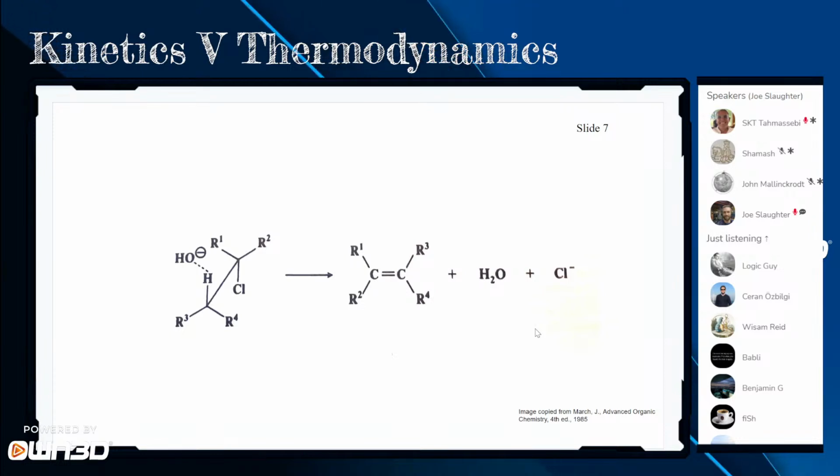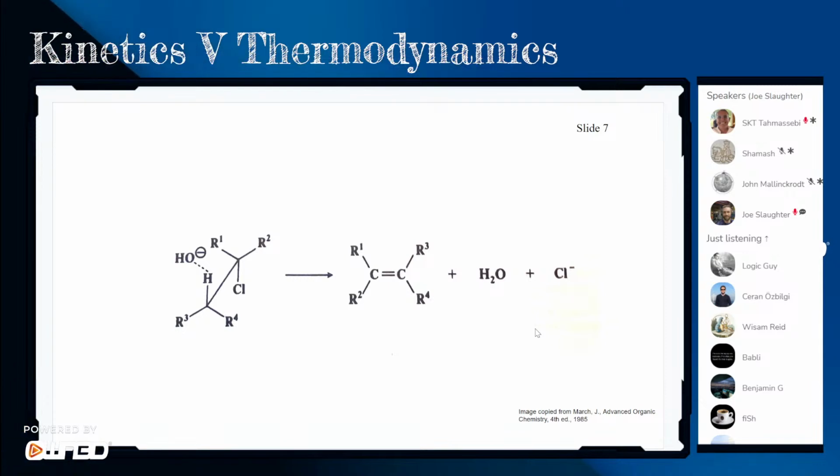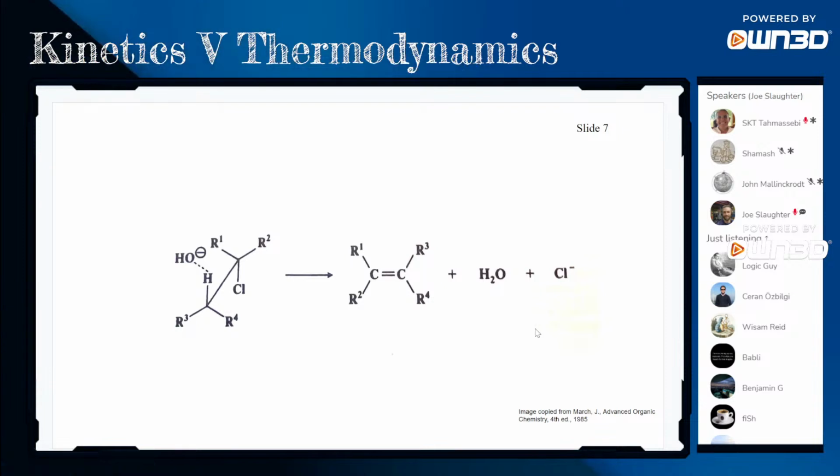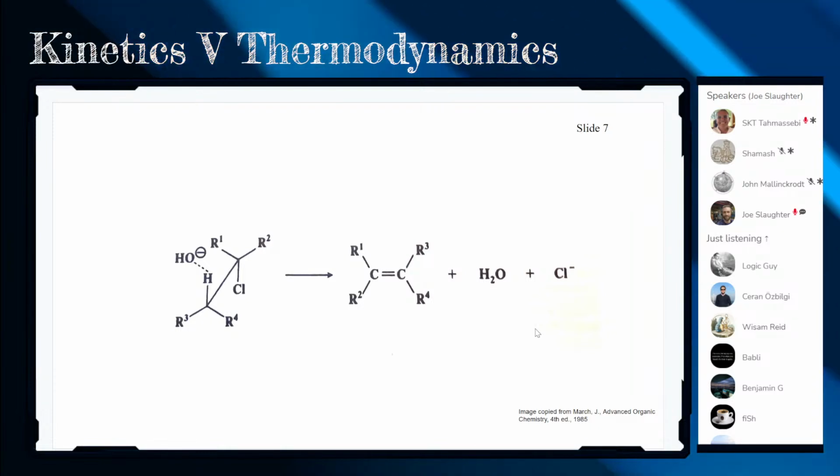So you can have E1 or E2, meaning first order elimination reaction, second order elimination reaction. In this case, this is a second order elimination reaction, because in the transition state, in the rate determining step, which is the deprotonation, two molecules come together to do that. So this is a second order step.